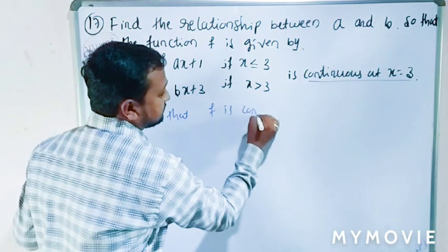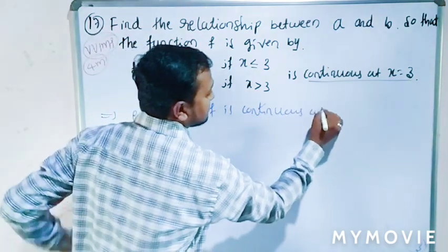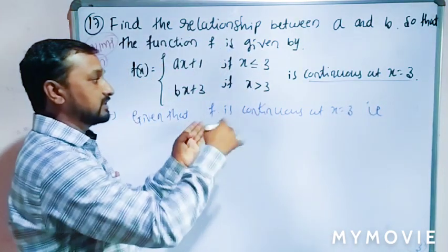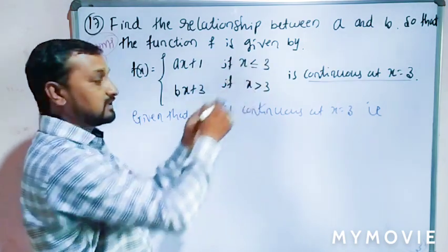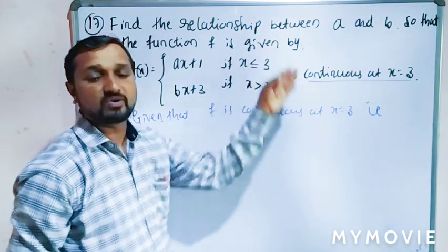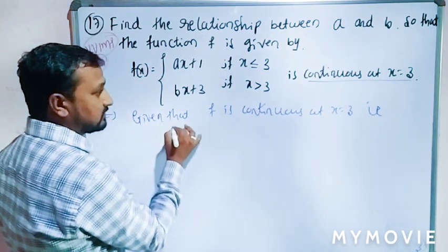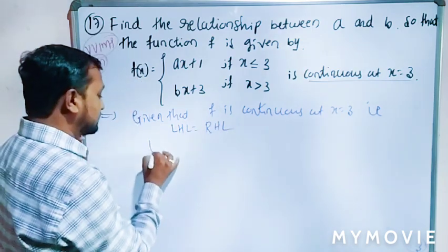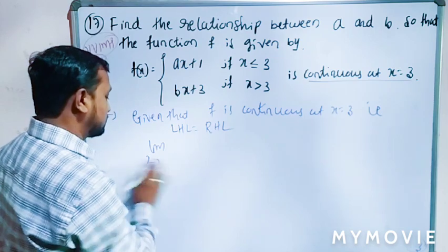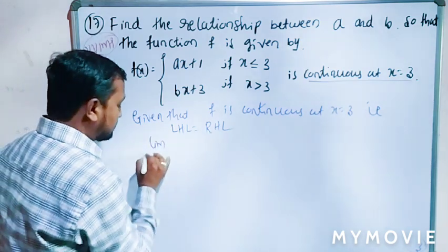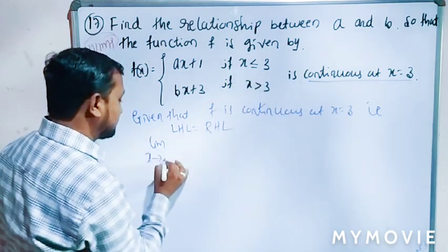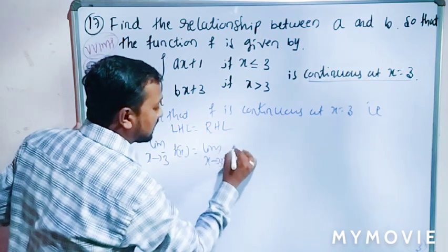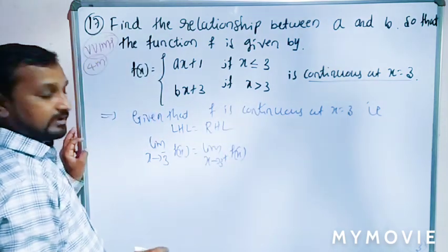Given that f is continuous at x equal to 3, the function is continuous if LHL is equal to RHL. Very simple. LHL is the limit of x tends to 3 minus f of x, which is equal to the limit of x tends to 3 plus f of x. Already given in the example. Go on through this procedure.